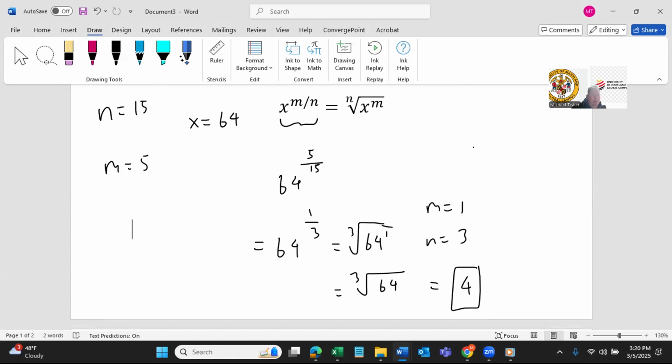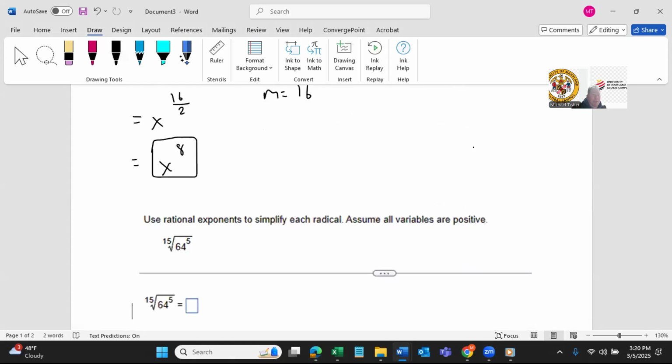And so if we raise 64 to the 5 and then take the 15th root of that, we are guaranteed that the answer is 4. And that's how to use rational exponents to simplify a radical.